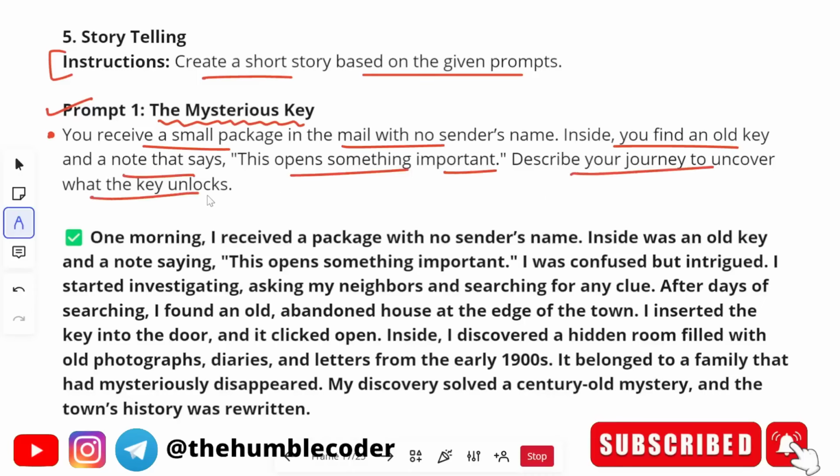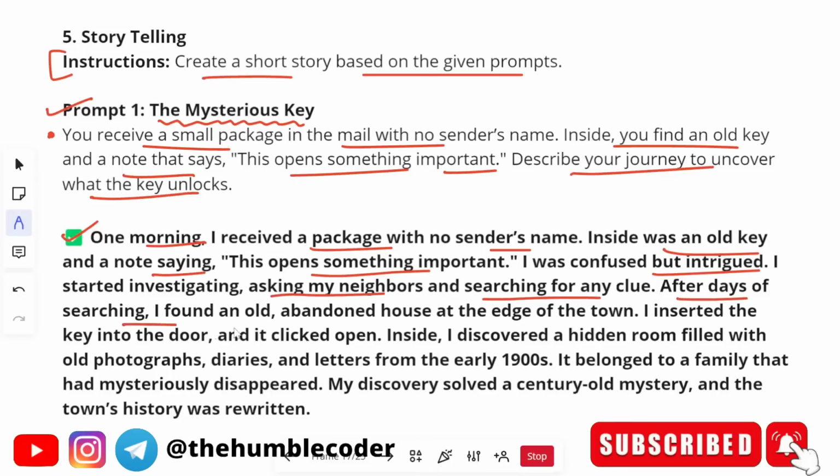So guys, I would suggest that before moving forward, please pause the video and try to create a story on your own and then move forward with the solution. So let's see what is the story that we have formed. One morning I received a package with no sender's name. Inside was an old key and a note saying, this opens something important. I was confused but intrigued. I started investigating, asking my neighbors and searching for any clue.